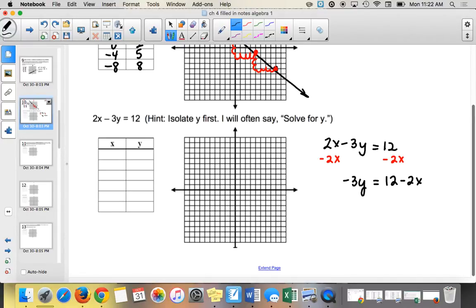Now how do I get the y by itself? How do I get rid of what it's attached to? Divide by the negative 3, right? Not add 3. Do you guys see why it's divide? Because it's negative 3 times y. Because you're just moving the y and you add it.